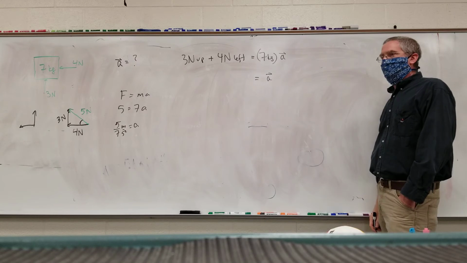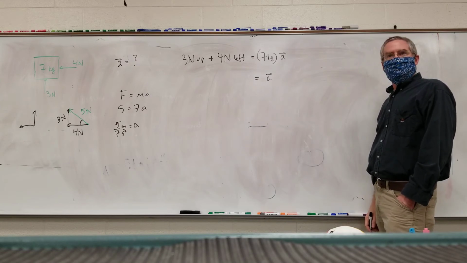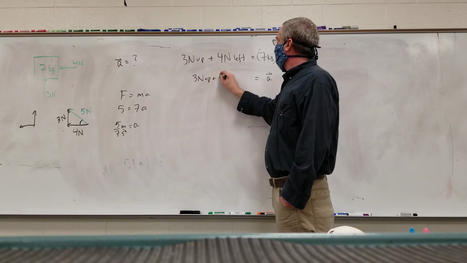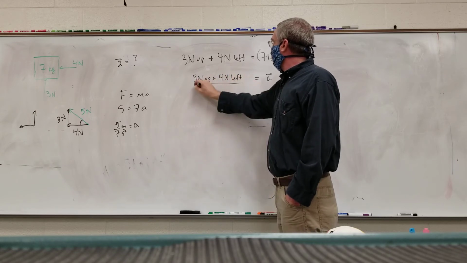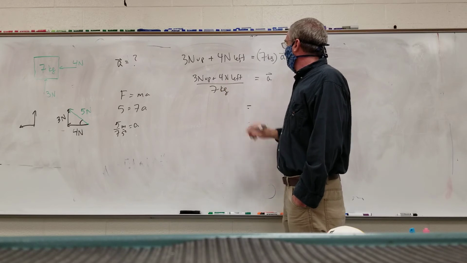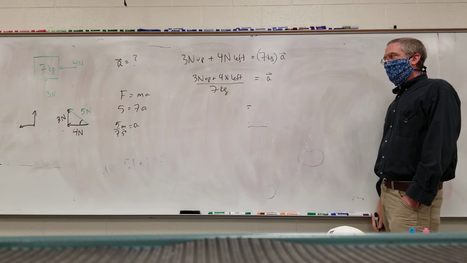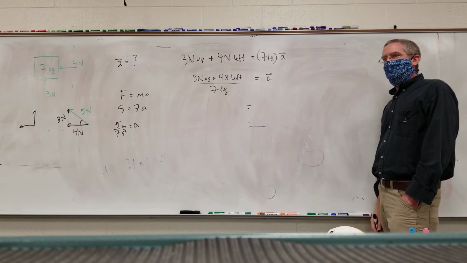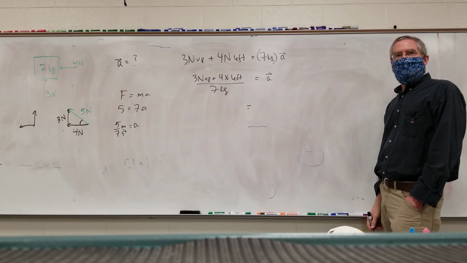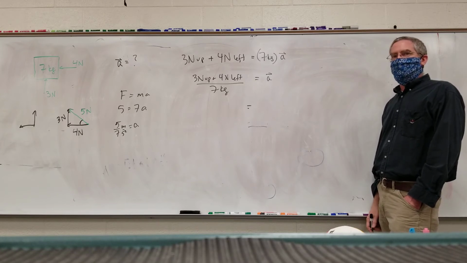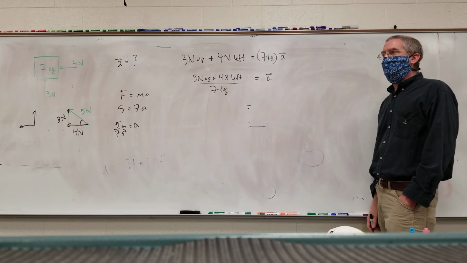So how would you solve for acceleration? Divide by 7. Okay, so I have 3 newtons up plus 4 newtons left divided by 7 kilograms. So would we put like the actual words up and left? Hopefully not. If you did, it's not wrong, but there is a shorter way of doing it, which I'm slowly getting towards.